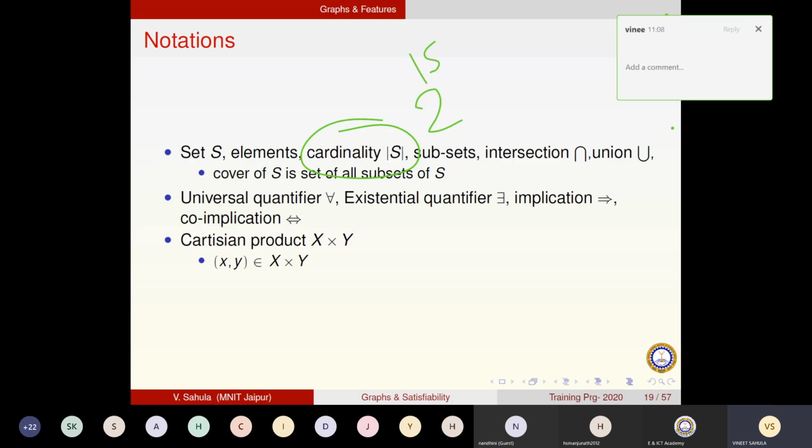How many total subsets of S will exist? 2 to the power of the number of elements in S. Those many subsets exist, starting from null to the set itself. Please revise. And we could operate on the different sets by intersection, union, and so on and so forth.